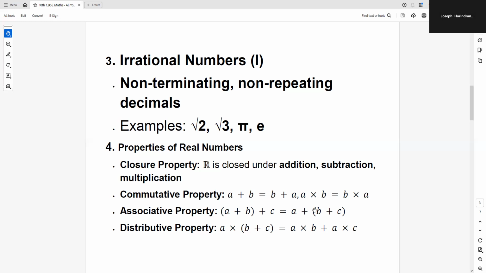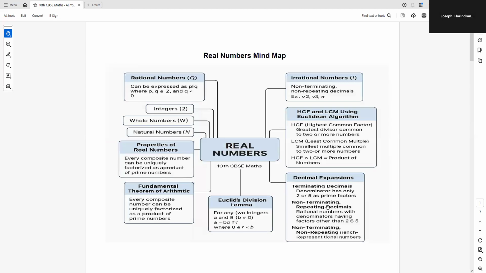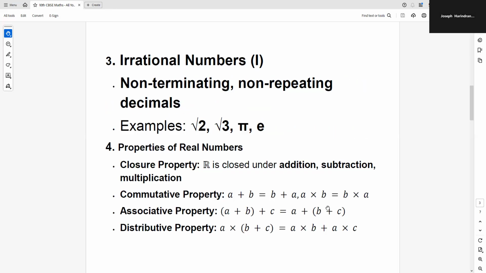So, closure property. Commutative property is interchanging the operands. It will be the same. Associative property is again grouping. It's just grouping of the variables, and we find that it can be grouped any way. A plus B can be grouped, or B plus C can be grouped.